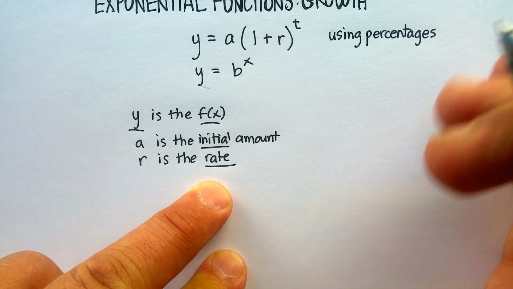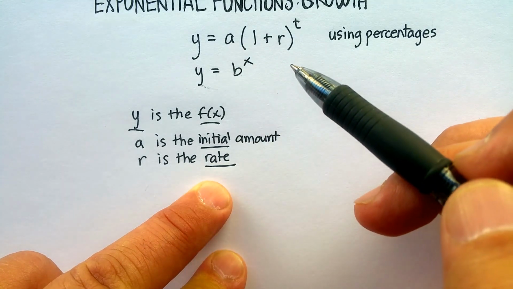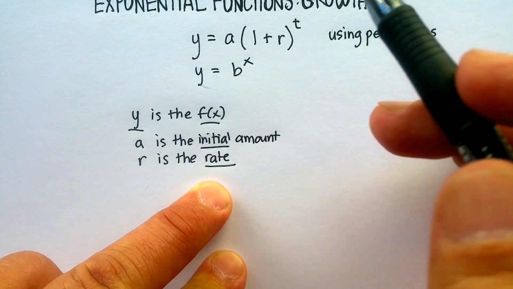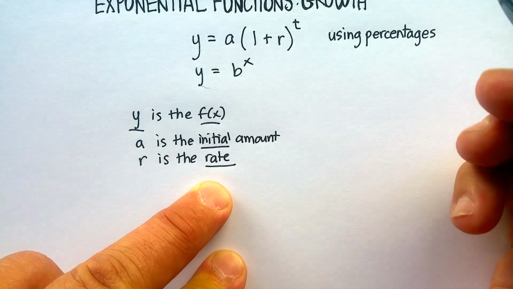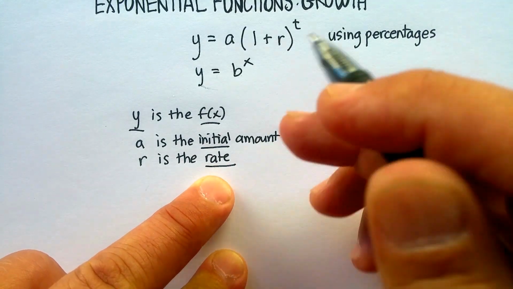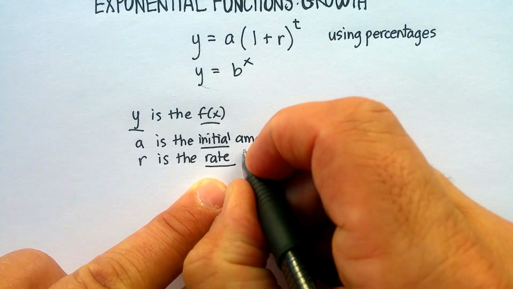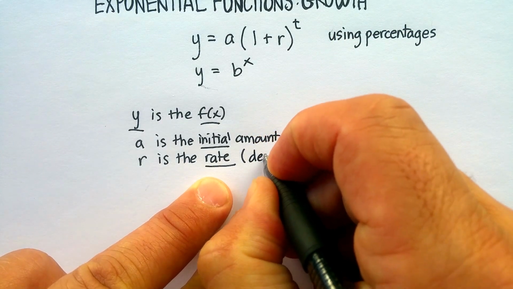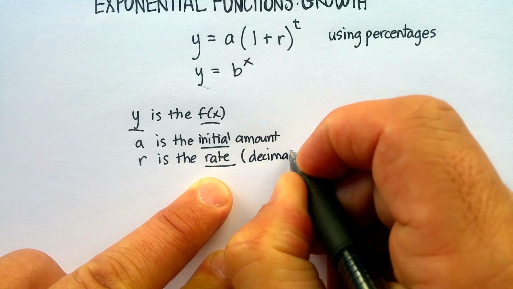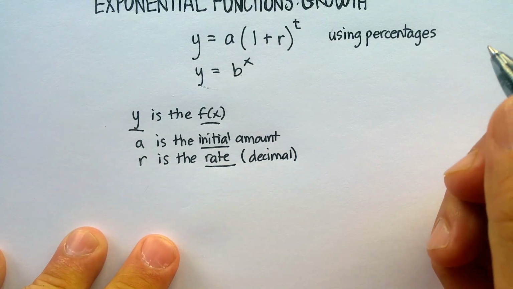And if I said, let's say the bacteria doubles every hour. So double means 100% growth. 100% would be a percentage of 1.0, okay? Now the r is always expressed as a decimal, okay, in this particular example.